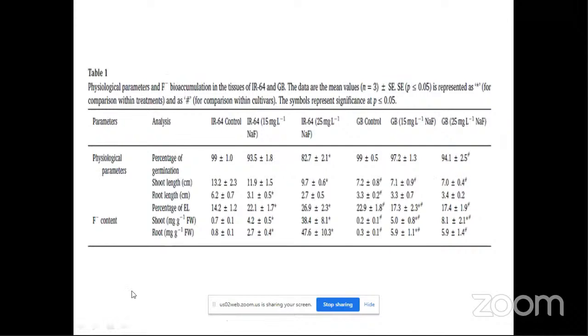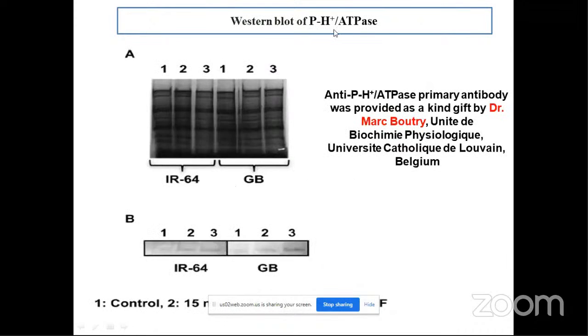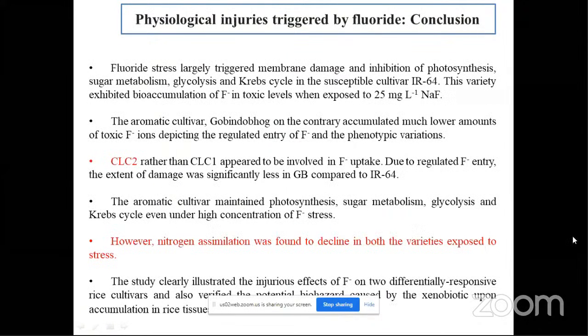I will not go into details. We estimated the fluoride contents and the different physiological parameters, and the expression of different genes governing stress tolerance, such as the proton ATPase, which is one of the membrane proteins. We checked the expression of these proteins in response to fluoride stress. I will just skip ahead to the conclusion that we showed that one of the chloride channels, CLC2, appears to be involved in fluoride uptake. This was one of the conclusions.